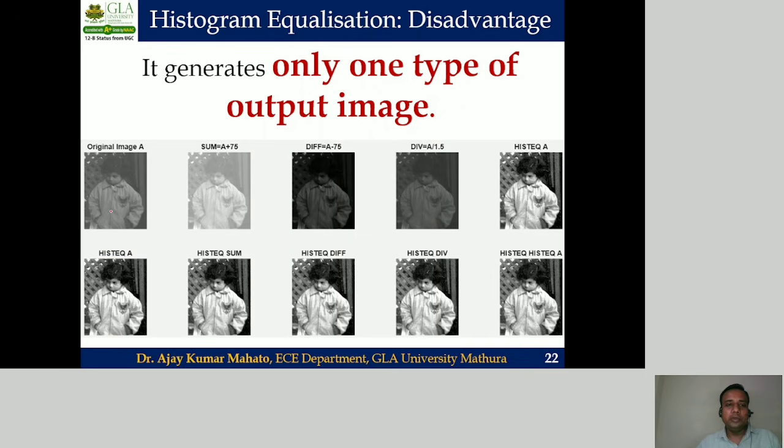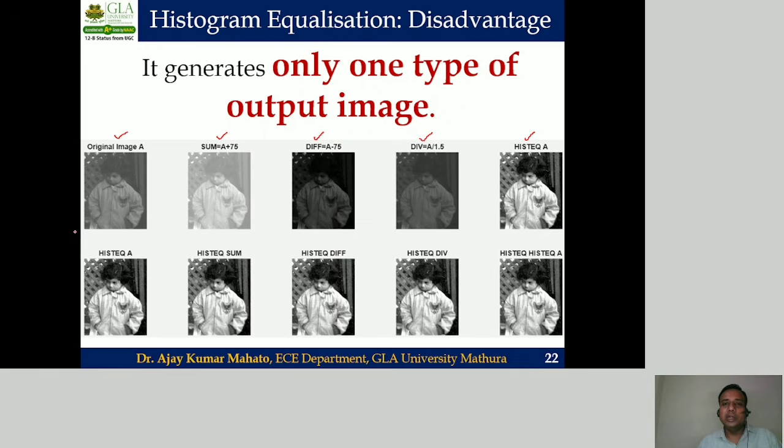Now let us understand this project work. We have an input image A, and from this input image A we generated several intermediate images: by performing the arithmetic addition operation I obtained this image, by performing the subtraction operation I obtained this image, and by performing the division operation I obtained this image. On the input image A, when I perform histogram equalization, I obtain this as my output image. For all these different input images, when I apply histogram equalization, I obtain the same kind of output. So this is the major limitation of histogram equalization.